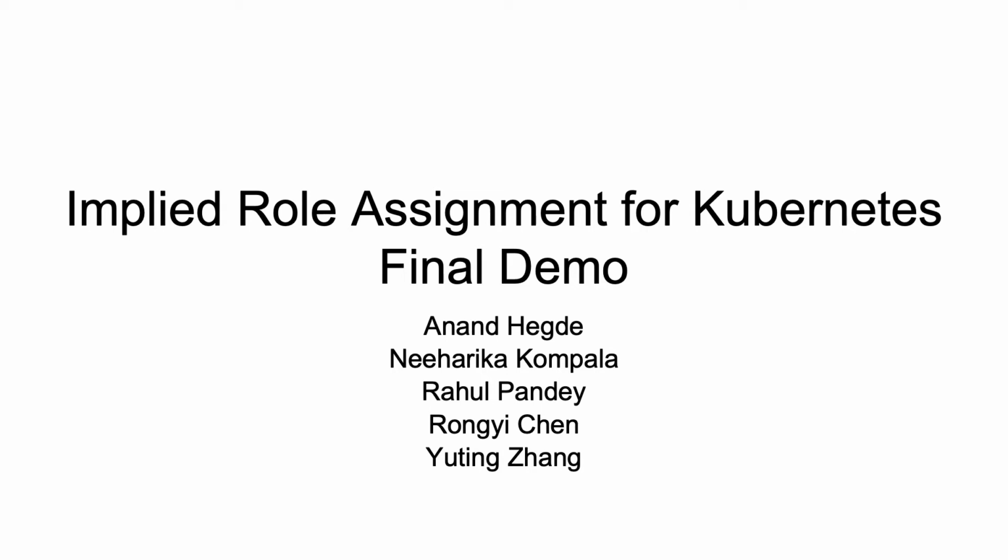Hello all. Our project this semester for CS6620 is Implied Role Assignment for Kubernetes. My name is Niharika and my partners are Anand, Rahul, Roy and Newton. Our mentor is Adam Young working at Red Hat.